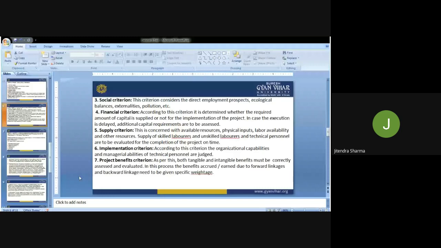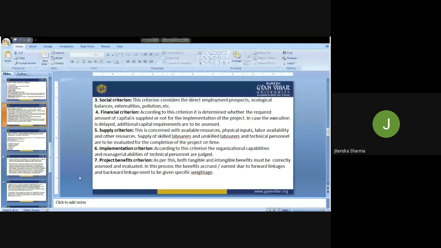Then the supply criteria, which is connected with the available resources, physical inputs, and labor availability. Skilled and unskilled labor and technical personnel are to be evaluated for completion of the project on time. Supply criteria is very important: from which source we get raw material for initial construction, and from where we get labor, whether skilled or unskilled. All these things are to be considered while we start any agricultural project. Then implementation criteria.